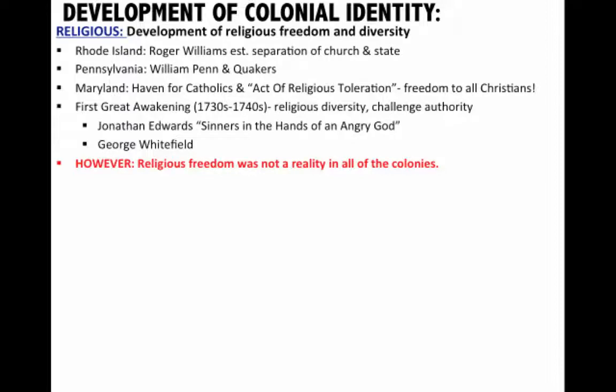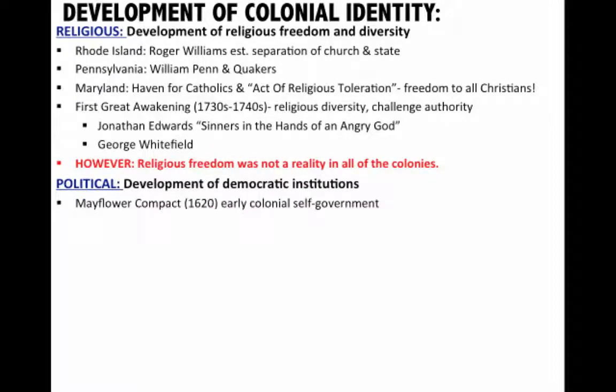So point out when you're studying, where did this occur and where did it not occur? This is the development, not the end, of colonial identity. Political: you have the development of democratic institutions. For example, in 1620, the Mayflower Compact is one of the earliest examples of colonial self-government. These individuals are signing this document and pledging themselves to this greater cause.